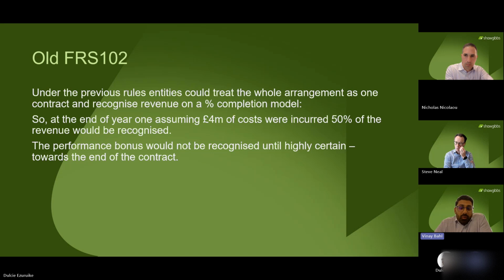So under the old model, entities could treat the whole arrangement as one contract and recognize revenue on a percentage completion basis. So, for example, assuming at the end of year one, £4 million of costs were incurred, 50% of the revenue could be recognized. And for the performance bonus, this wouldn't be recognized until it was highly certain, i.e. towards the end of the contract.